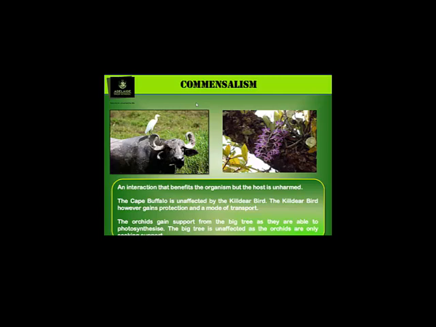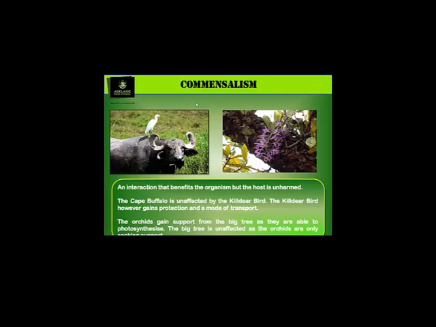That's the first picture here. The second picture, this is an orchid, and this is a big tree that you can see. Now orchids here, they undergo photosynthesis. Don't get me wrong, they are not parasites. They are just trying to gain that support. I just need that big tree for support. So what happens here in this case, the orchid gets its protection and a place to rest, while the big tree is not affected because the orchids are able to photosynthesize.